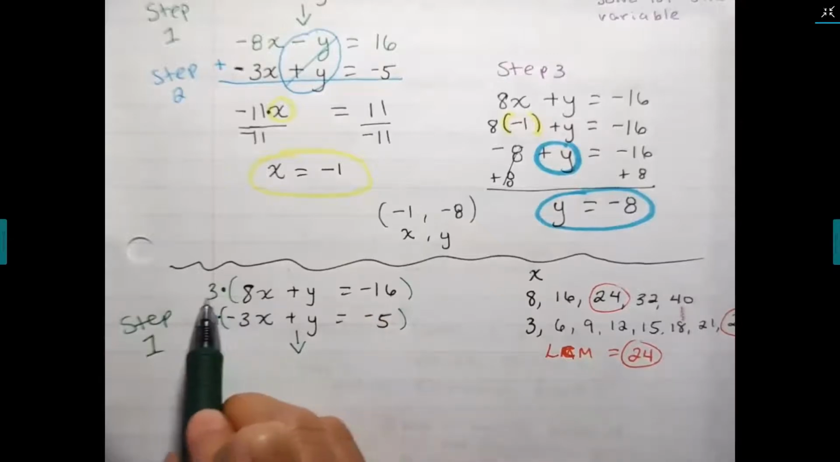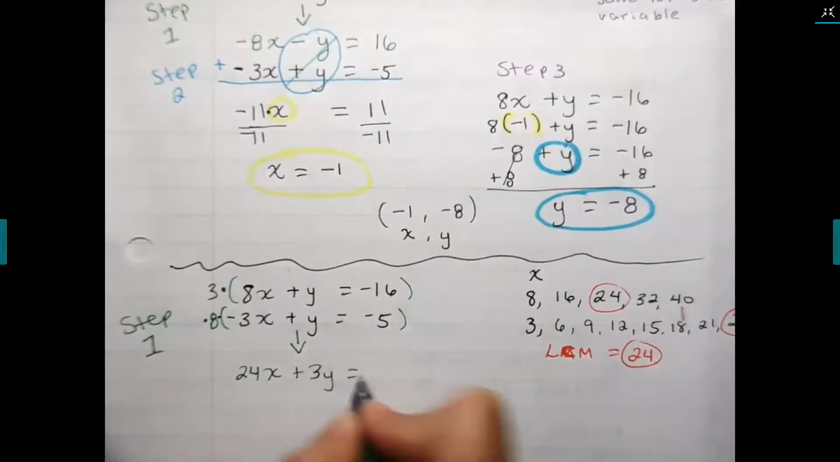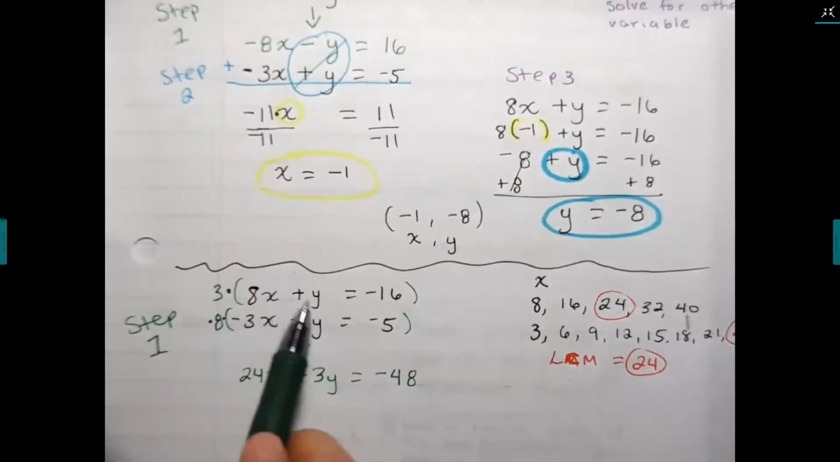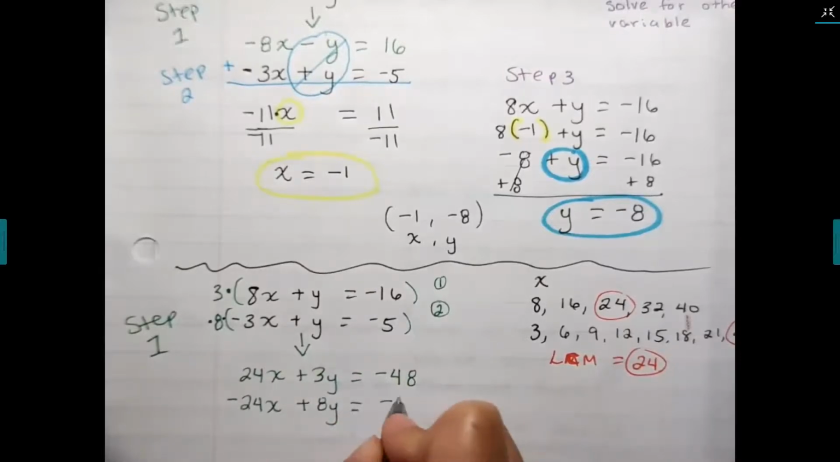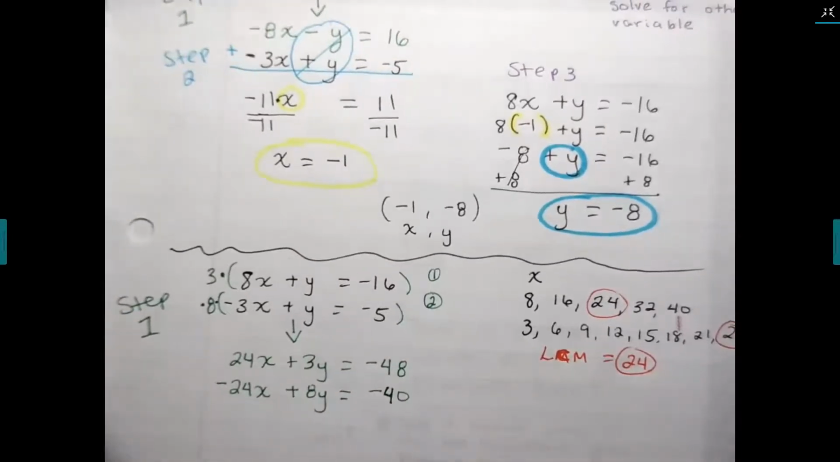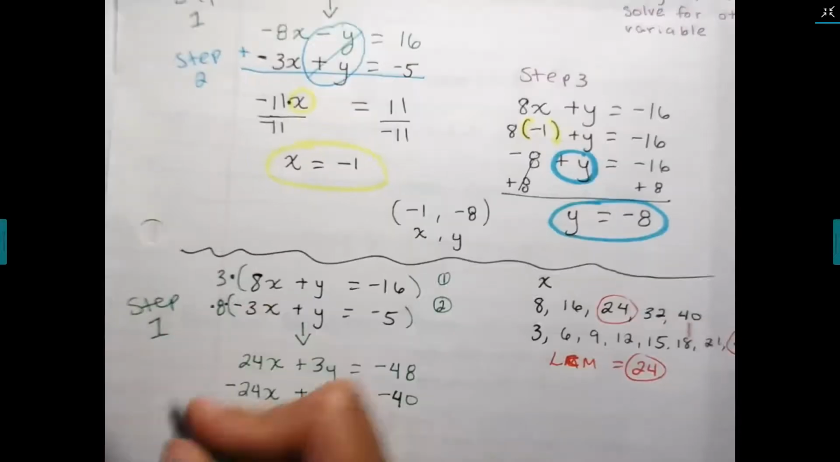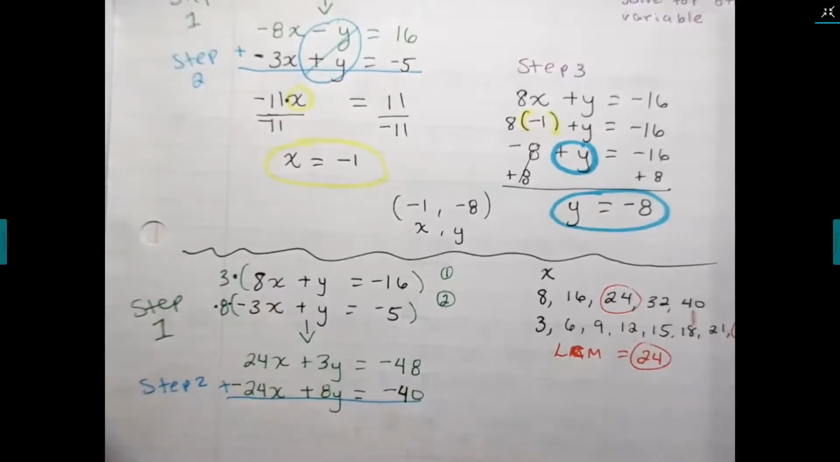So let's see. 3 times 8x, that'll give me 24x plus 3y equals 3 times -16, that's going to give me -48. So I fixed the first equation. Now moving to the second equation. That's going to be -24x plus 8y equals -40. All right. So there we go. Now I have a 0 pair with x. So that allows me to move on to step 2, which is where I add my 2 equations.